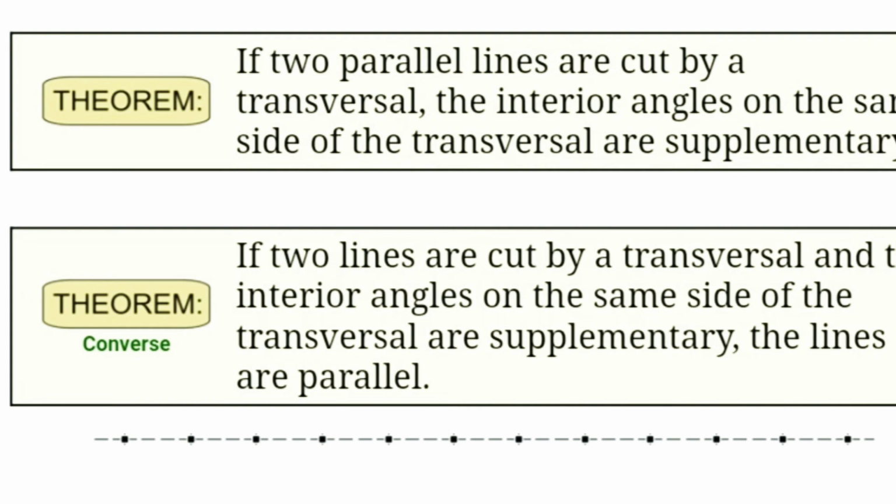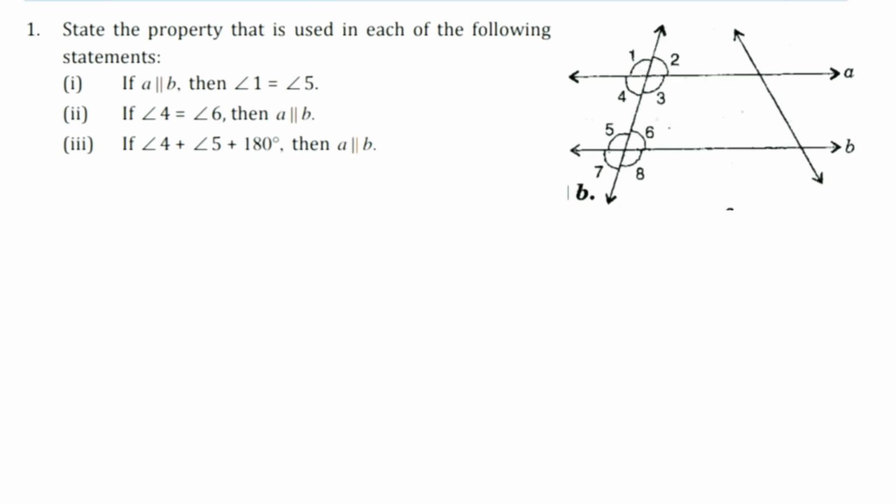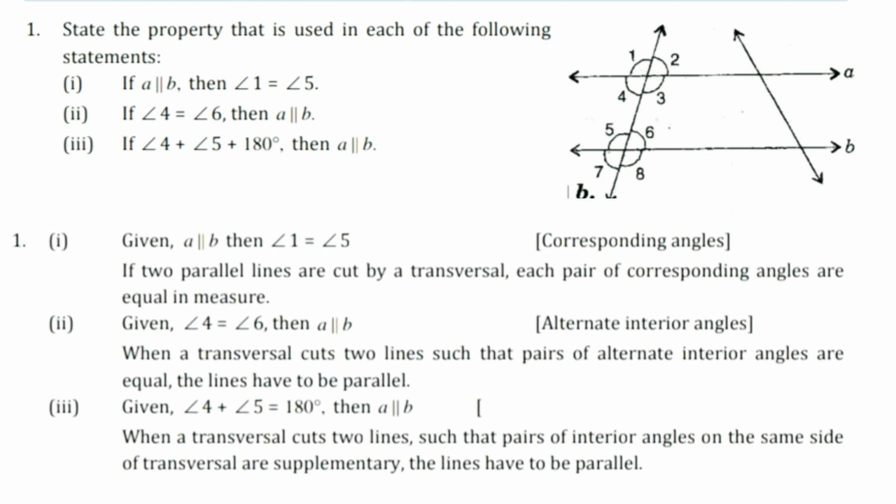Now let's move to the exercise. So let's begin with the first question. State the properties that are used in the following statement. If A is parallel to B, then angle 1 is equal to angle 5. So that is the corresponding angle property, that if two parallel lines are cut by a transversal, each pair of corresponding angles are equal, right?